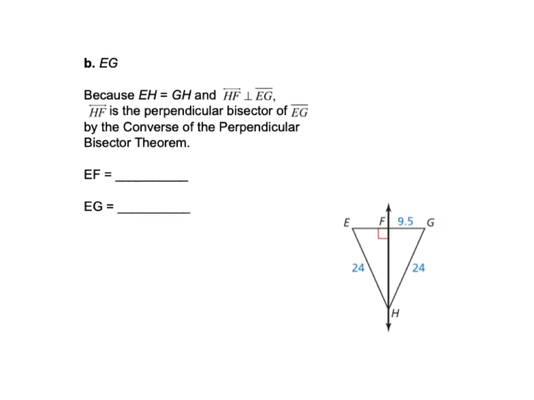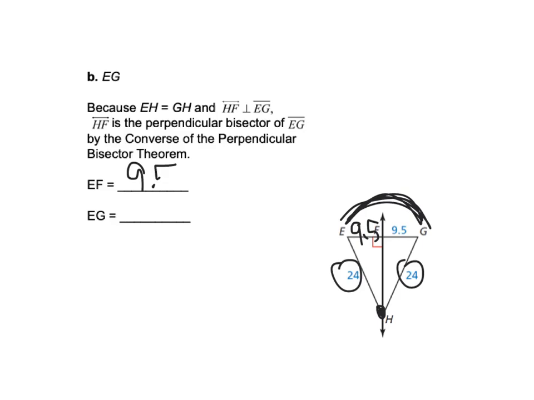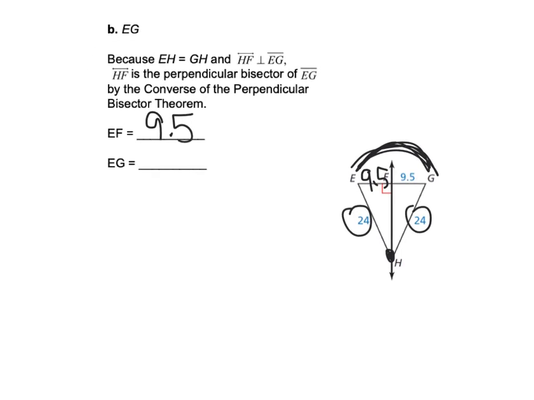Okay, similarly, it says we have a perpendicular bisector here. We know it's a perpendicular bisector because the distances from that point on the perpendicular bisector to the endpoints of the segment are both 24, which means it's perpendicular and it breaks this segment in half exactly, which means if FG is 9.5, EF also has to be 9.5. And if EF is 9.5, then EG, the whole segment, would be 9.5 plus 9.5, which is 19.